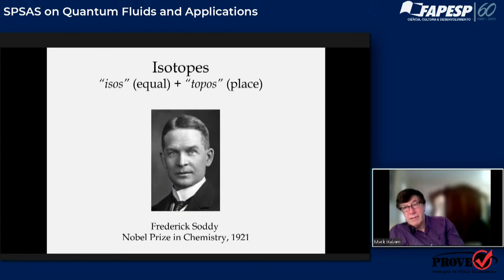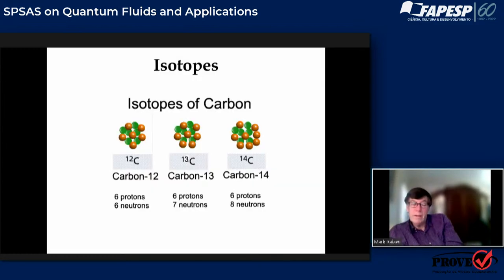And they were discovered by Frederick Soddy, who won the Nobel Prize in Chemistry in 1921. And this has been just about 100 years now. We're celebrating maybe a little over 100 years of isotopes. So the most familiar isotope to you might be carbon. The most common form of carbon is carbon-12, with 6 protons and 6 neutrons. Carbon-13 is a much lower natural abundance, but it's also a stable isotope. It has 6 protons and 7 neutrons. And carbon-14 is a radioisotope with a very long half-life. It's used for radiological dating, and has 6 protons and 8 neutrons.